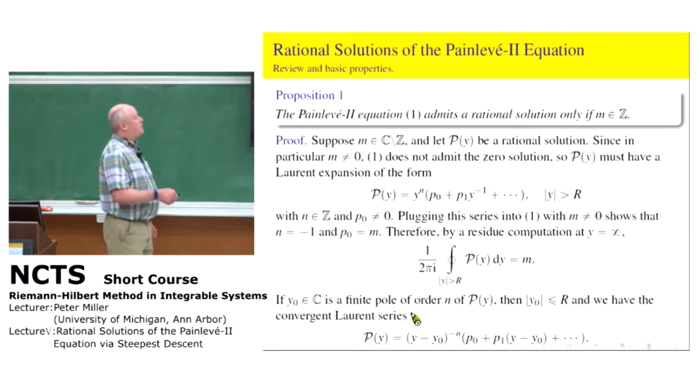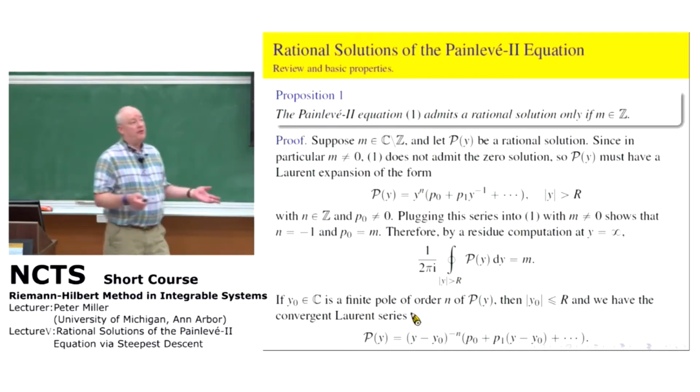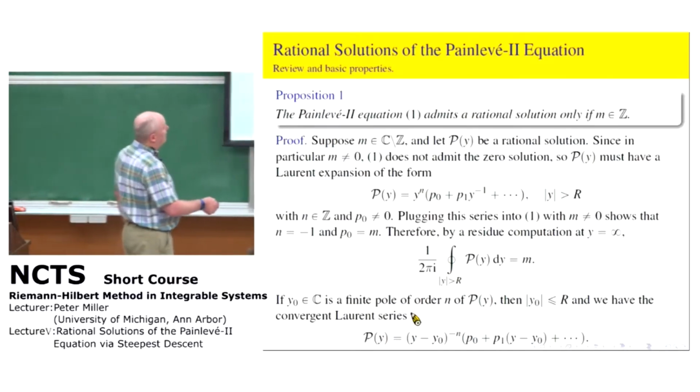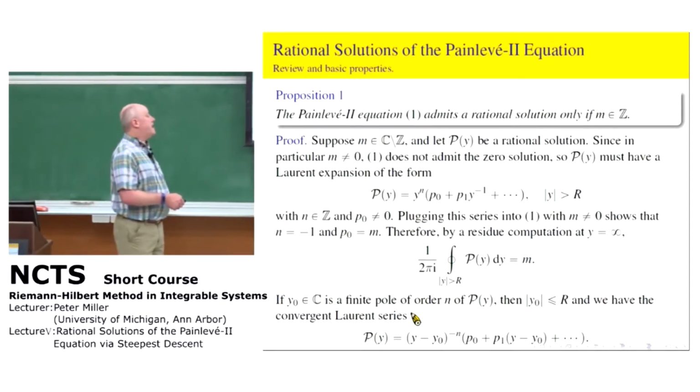But anyway, you could also try to consider that this p of y is a rational function, so you could compute this integral the other way, not using this expansion, but just by enumerating the residues at all the finite poles, right? And using the residue theorem on the inside of this curve. So if y0 is a finite pole of order n of p of y, well, then that number has to live inside of this circle of radius r, because this expansion is valid outside. And so we have a convergent Laurent series in the neighborhood of that point y0, like this.